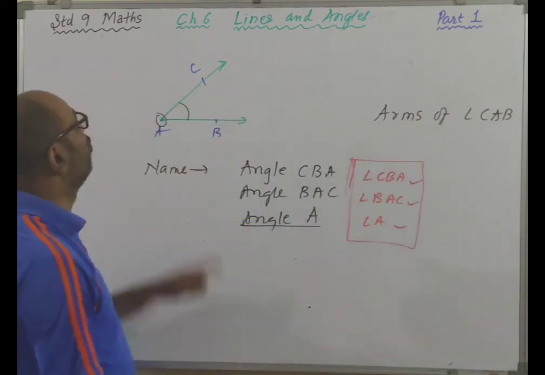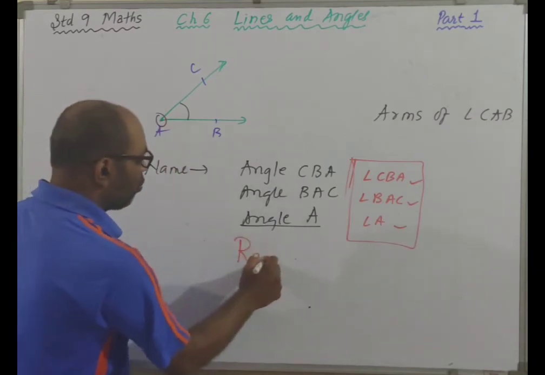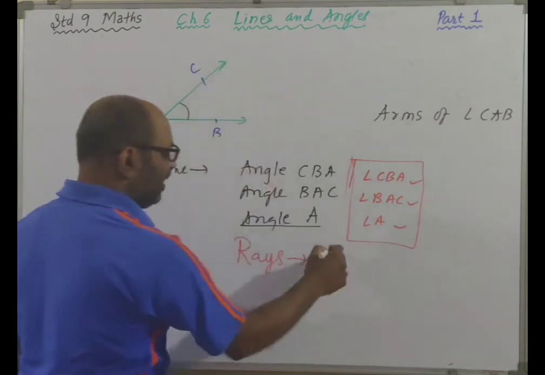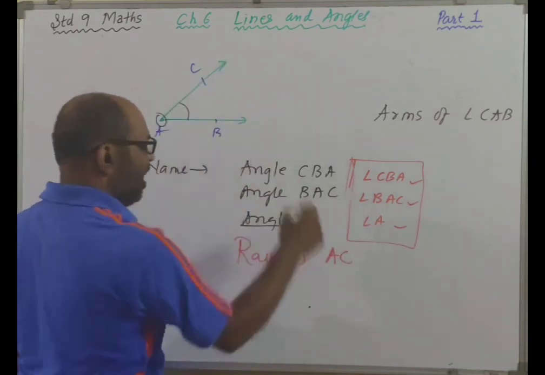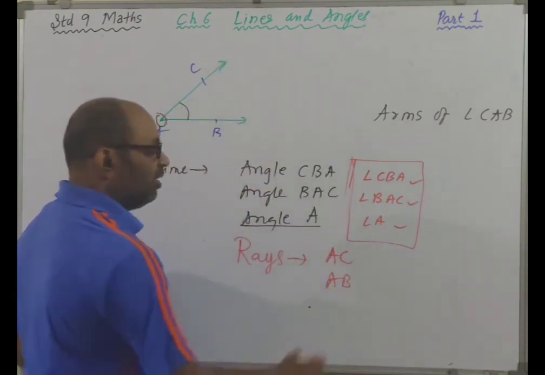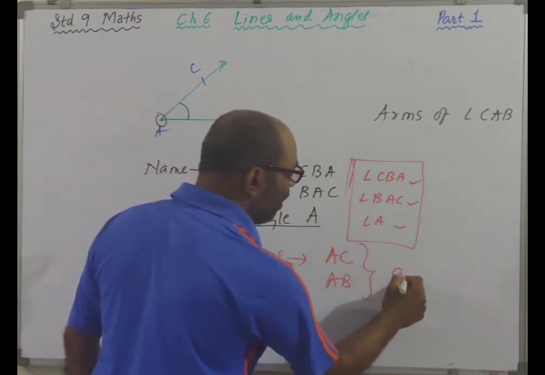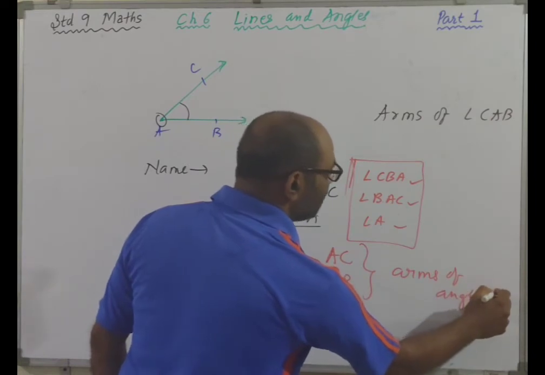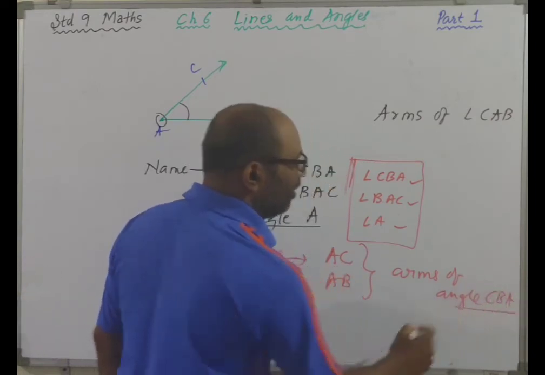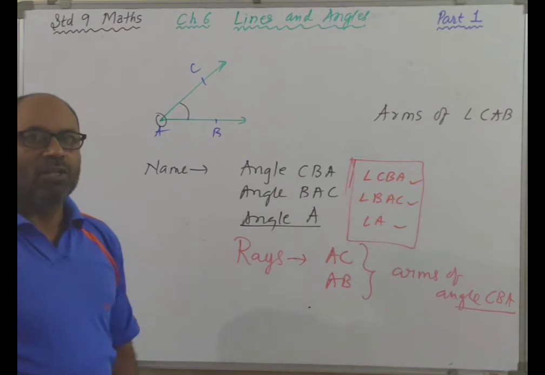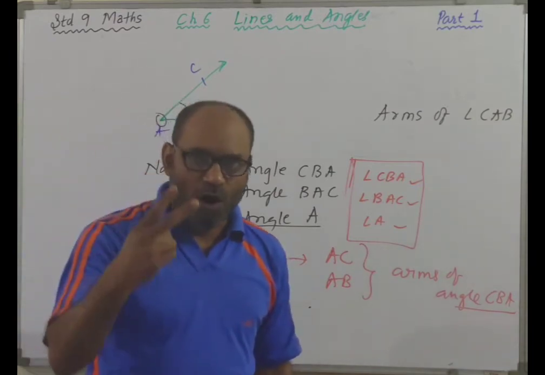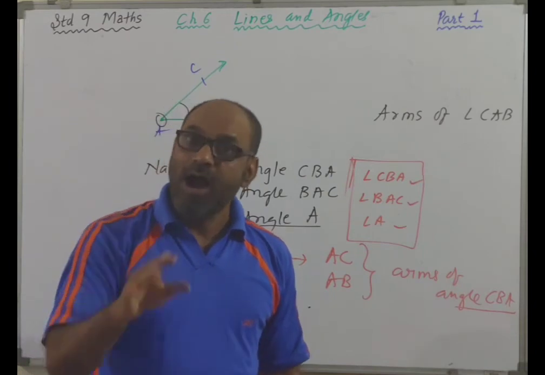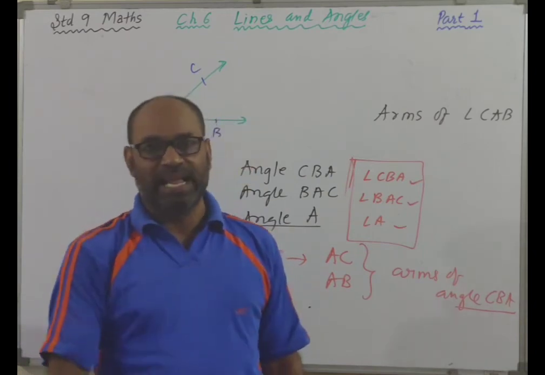It is formed by two rays. Now tell me, which two rays form this angle? Ray AC and ray AB. These two rays are called arms of angle CBA or angle A. So the two rays which form an angle are called arms of that angle.